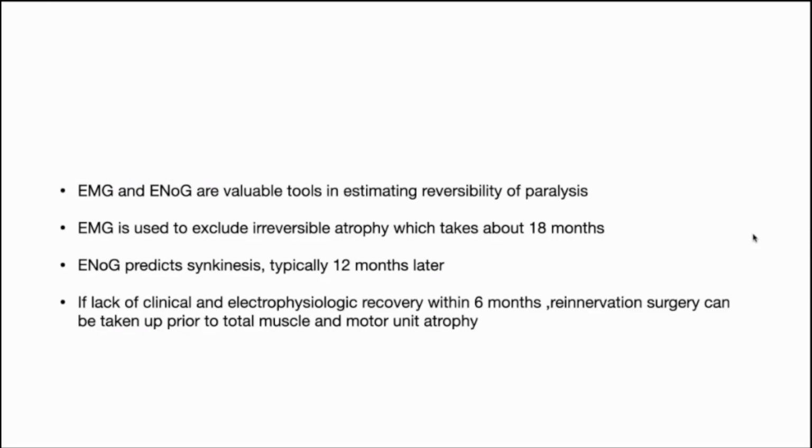In this case, the EMG and electroneurography are valuable tools in estimating the reversibility of paralysis. EMG, electromyography, is used to exclude irreversible atrophy, which takes about 18 months. And ENoG predicts the synkinesis, which is typically 12 months later. If there is lack of clinical and electrophysiological recovery within 6 months, there is no recovery. If we've been doing electromyography and electroneuronography and see no recovery within 6 months, then re-innervation surgery can be taken up before total muscle and motor unit atrophy.